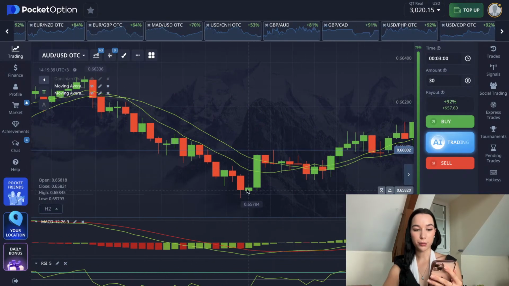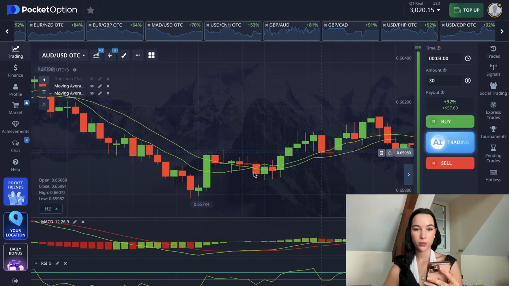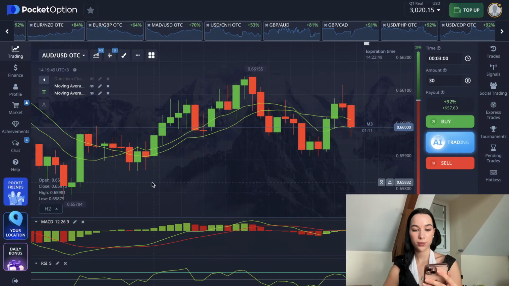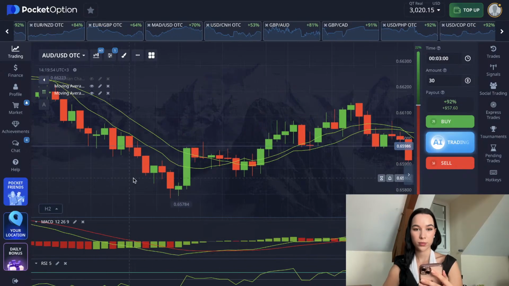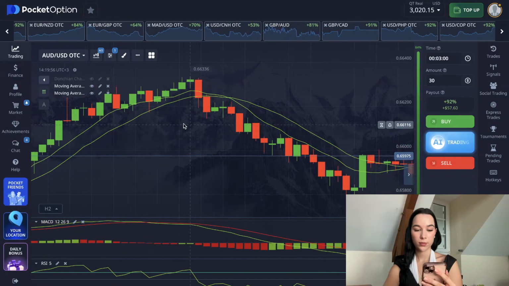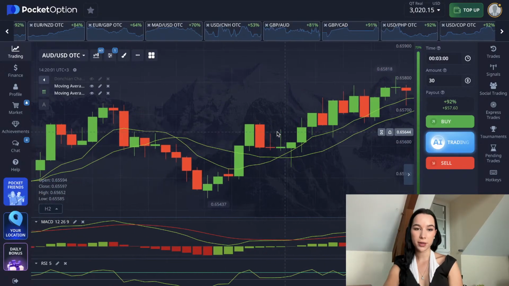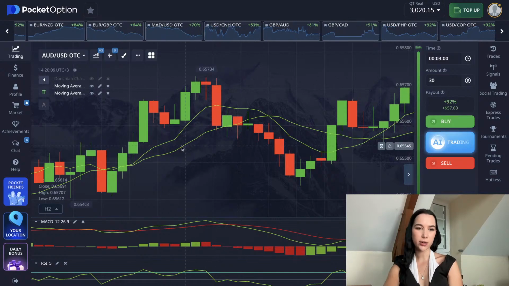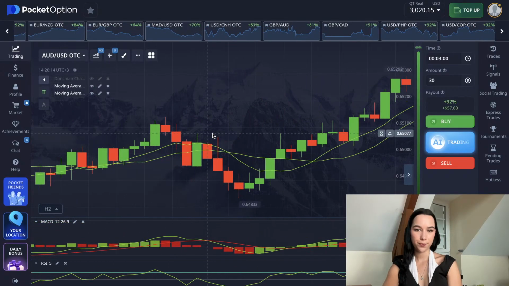Here it could be, for example, an evening doji star also in the uptrend. And for example, just trying to find the best examples, it could be a morning doji star. But here it's like at the start of the uptrend, so it's not good. Just wanted to show you how they look.